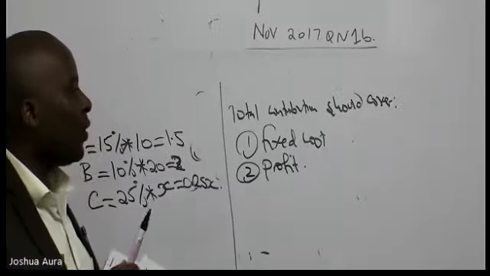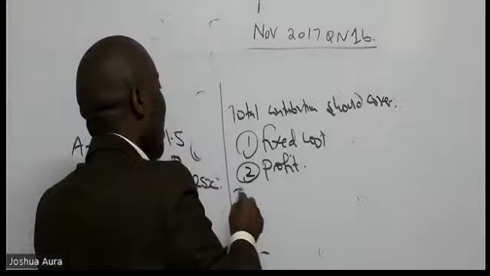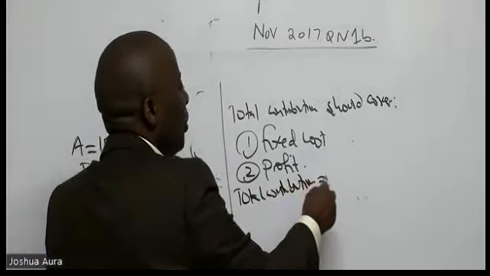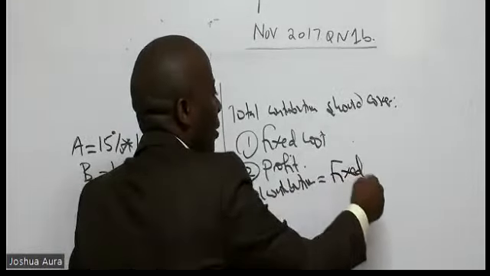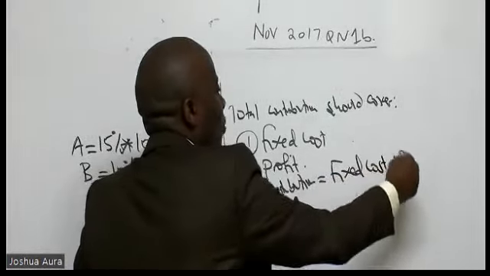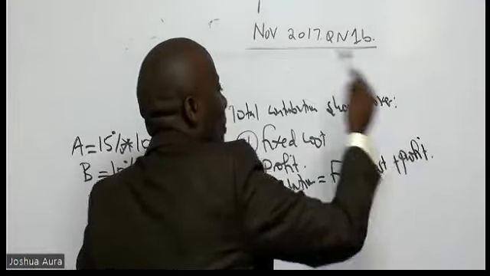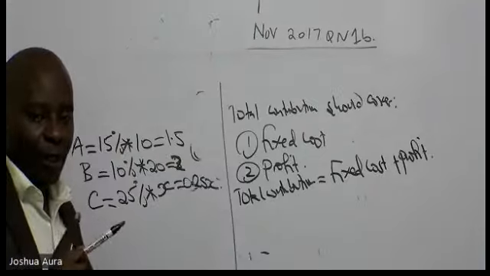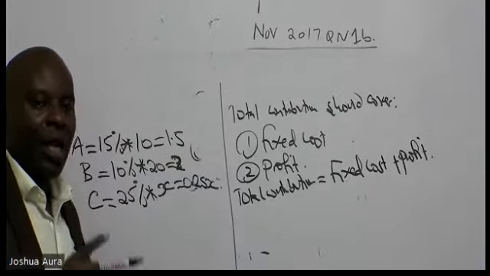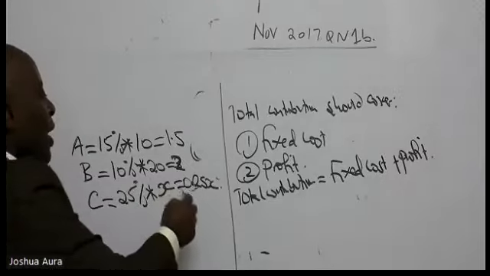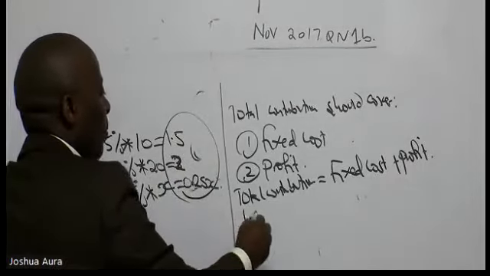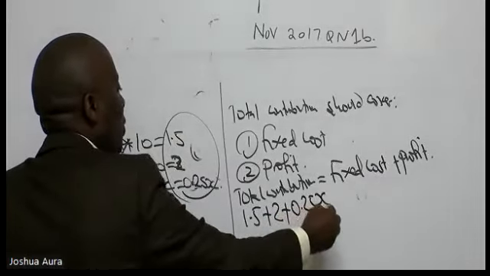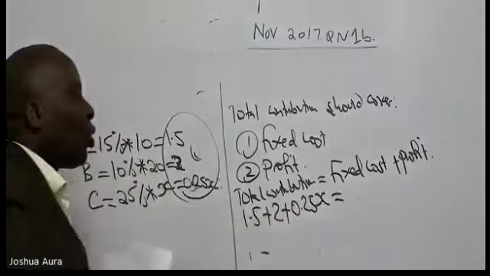So you're saying something very important, that basically my total contribution should be equal to fixed cost plus profit. Fixed cost plus profit. Total contribution should be fixed cost plus profit. Very important for us to appreciate this. And the total contribution that I have here is given here. It is 1.5 plus 2 plus 0.25x should be equal to the fixed cost of the farm.